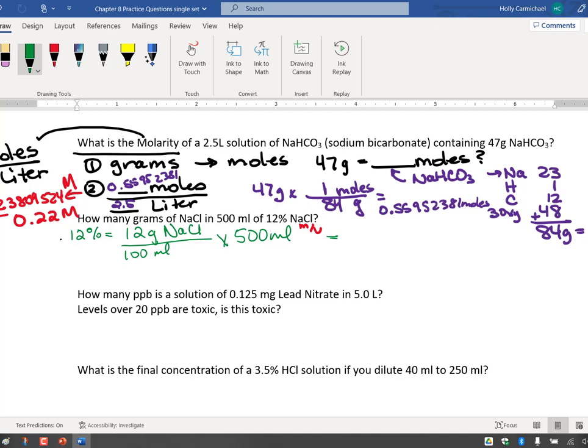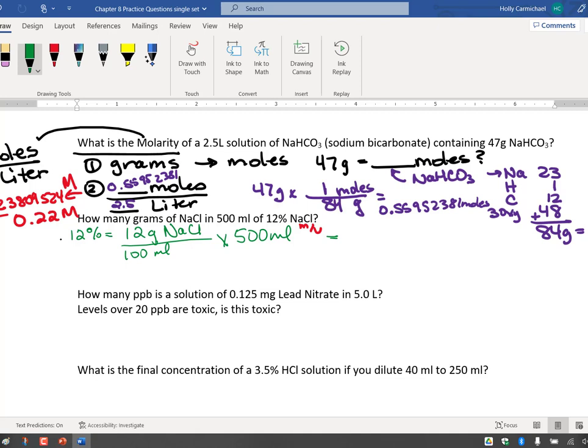You just have to change that percent to what it means. Percent is grams per 100 of whatever. This one's grams per mil. Now don't forget to divide by that 100. So take 12 times 500 and then make sure you divide by 100. Don't forget that 100 in the denominator, because sometimes people end up with a number that's 100 times too large, and that's why.